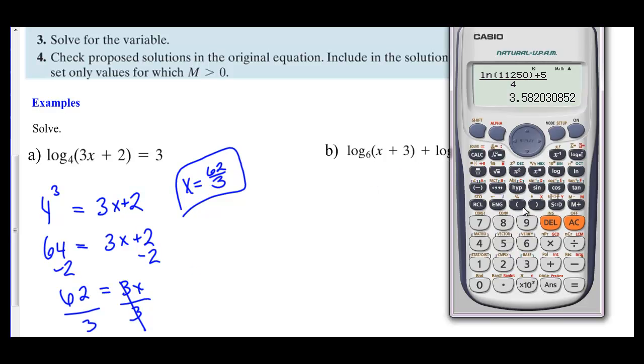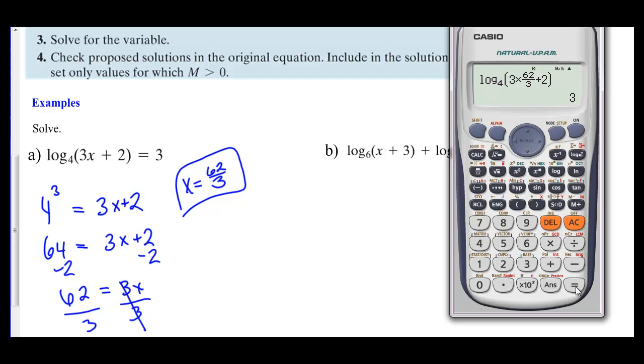So we can double check that. We can use our little log button. We're going to plug that into our calculator to double check, using our log where we can put in the base. So log base 4 of 3x, which is going to be 3 times 62 over 3, plus 2. And sure enough, we're going to get 3.